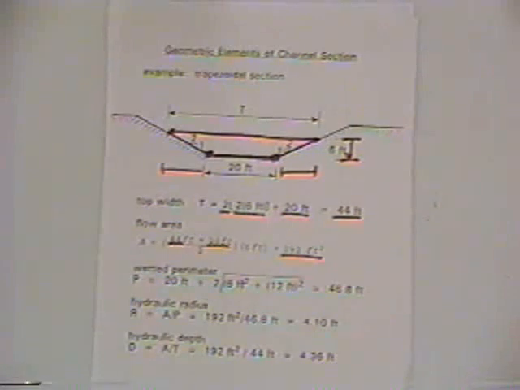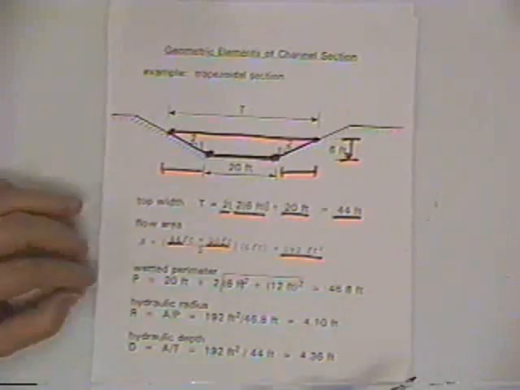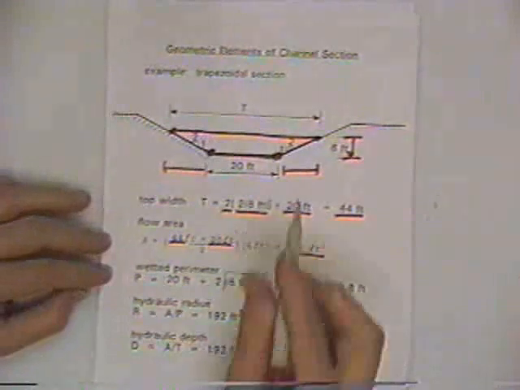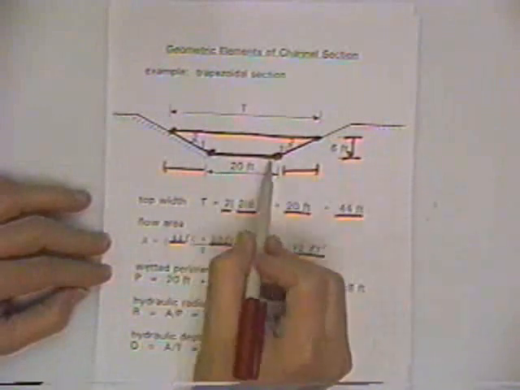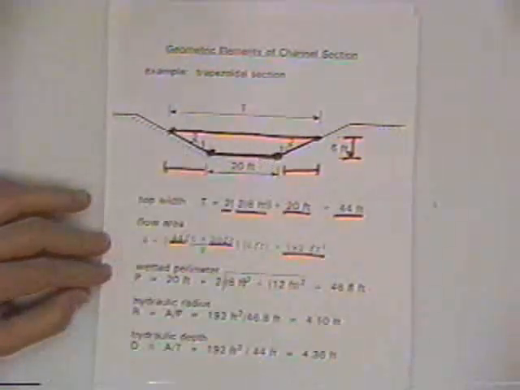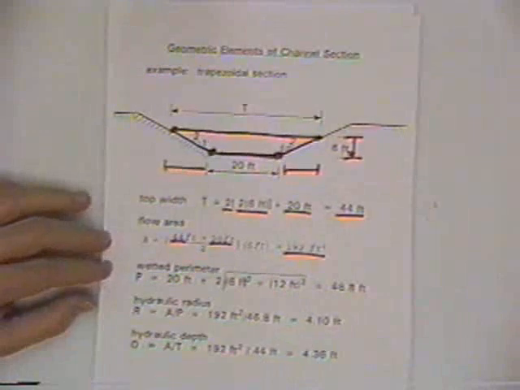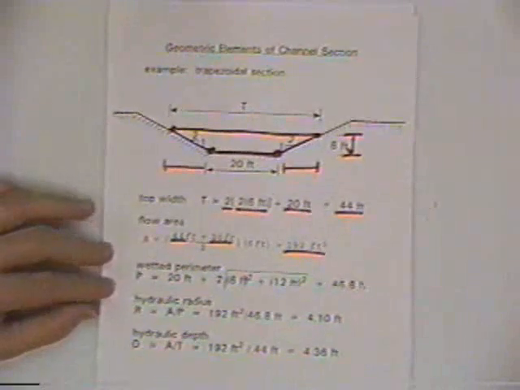As a matter of fact, the geometry is going to take us more time than actually plugging numbers into Manning's equation. The wetted perimeter, and of course it would be easier if it was a rectangle, because then it would just be the bottom width plus twice the depth. But it's a little more complicated by using a trapezoid.